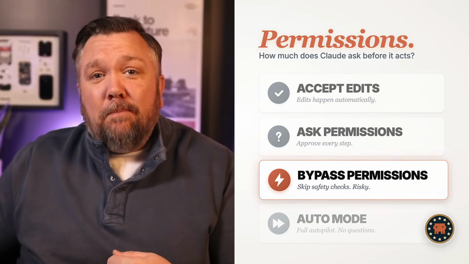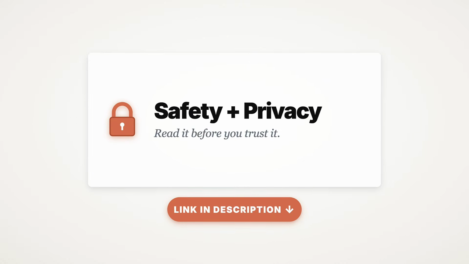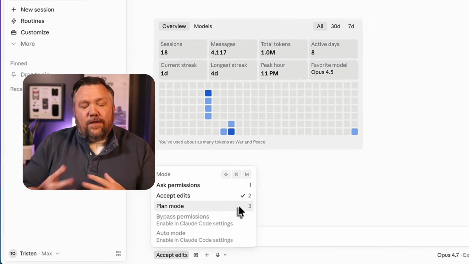And then you also see bypass permissions and auto mode. These are grayed out on my computer. Now, these give Claude more autonomy. Auto mode still has background safety checks, of course, but you're not approving anything manually. Now, you want to get comfortable with the other modes and understand the risks that go along with it before you turn any of these on. And in the description, I have a link to Anthropic's safety and privacy policy. Check it out.